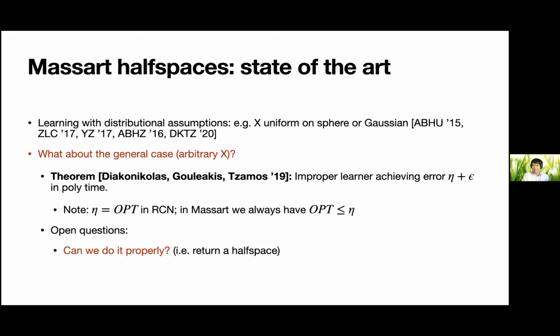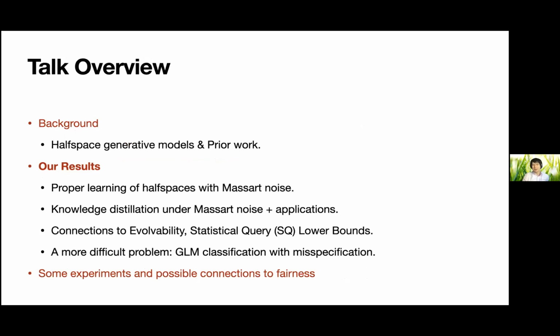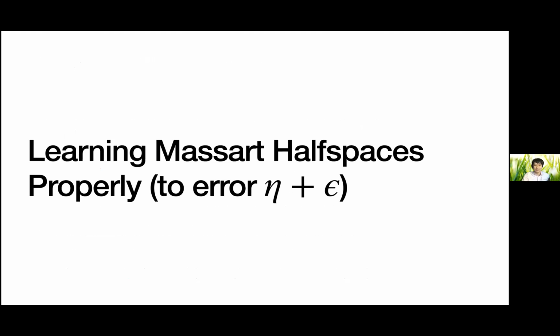plus epsilon? The second open problem was whether we could achieve, instead of error eta plus epsilon, error opt plus epsilon, which is the more standard goal in learning. That would really be to learn a half space which is essentially as good as the best half space on this data. So that was the main prior work. And from now on, I'll be talking about our results, which in particular answer those two open problems.